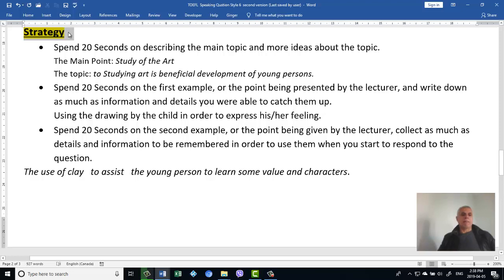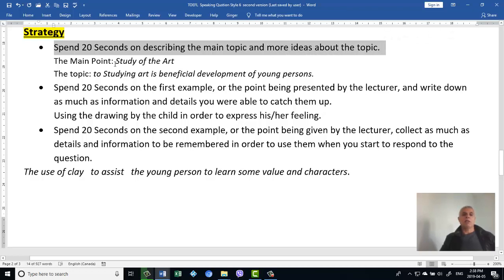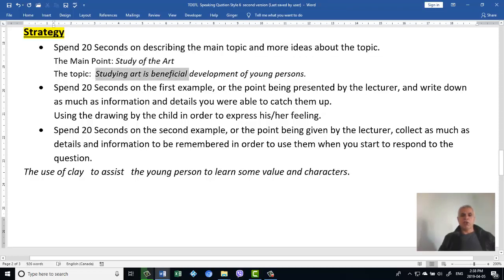Study strategy. Spend 20 seconds on describing the main topic and more ideas about the topic. The main point, study of the art. The topic, studying art is beneficial development of young persons. Spend 20 seconds on the first example or the point being presented by the lecturer and write down as much information and details as you are able to catch. Using drawing by the child in order to express his or her feeling.